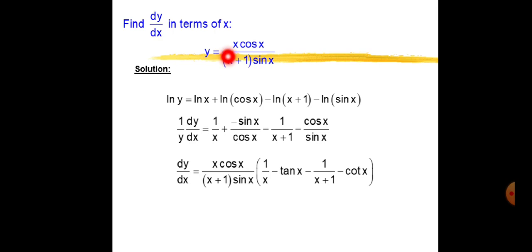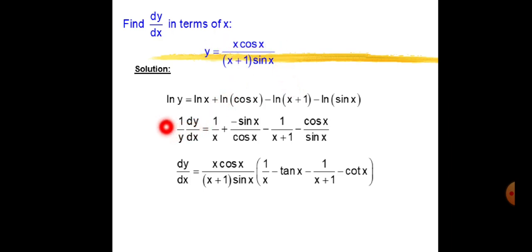Ln y equals ln first plus ln second, and the division will be converted to be minus. Ln x plus ln cosine x minus ln x plus 1 minus ln sine x. So the terms of the denominator must be written with a minus, because we have division here. Again, ln y equals ln first plus ln second. When we deal with the denominator, we have to write minus ln x plus 1 minus ln sine x, minus because we have division here.